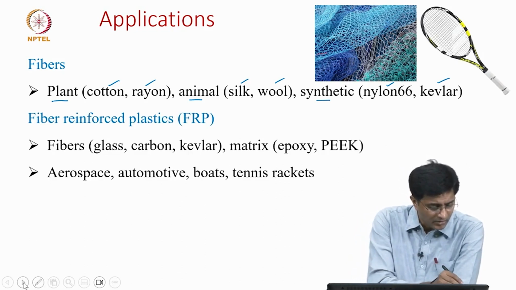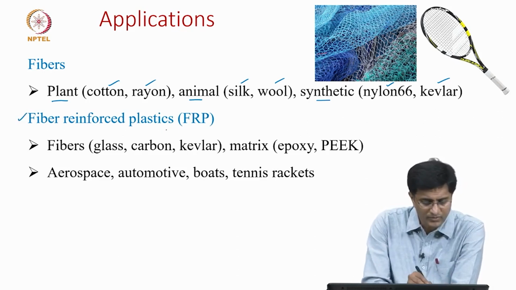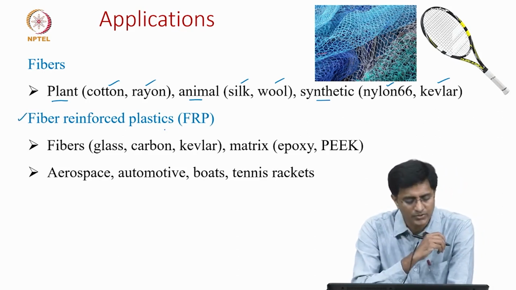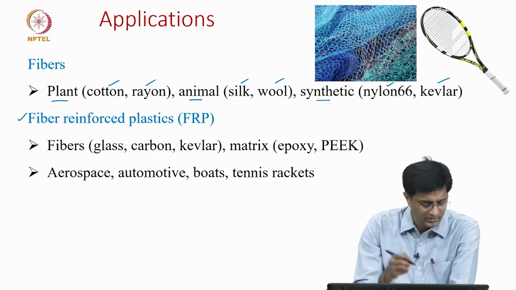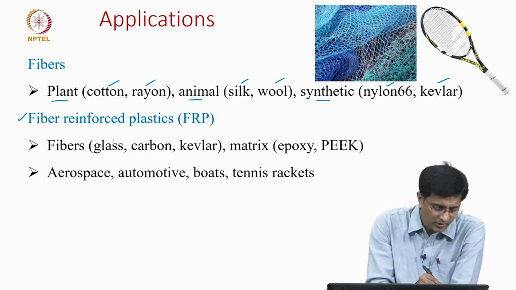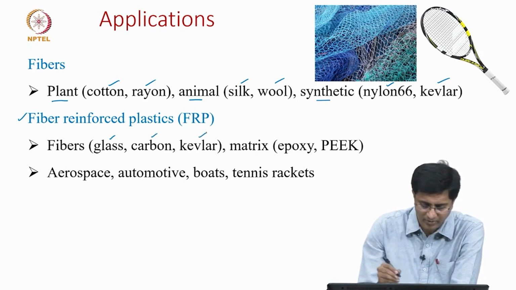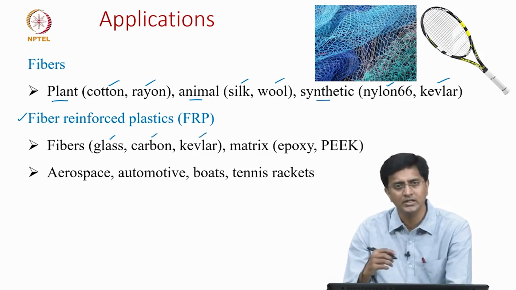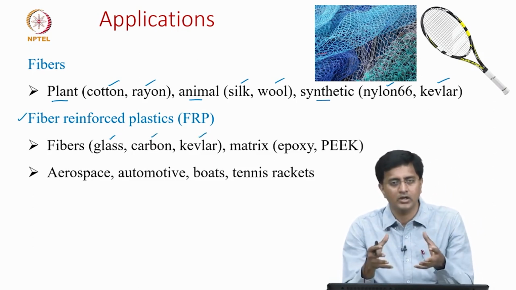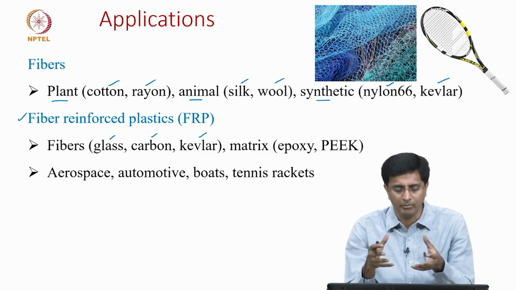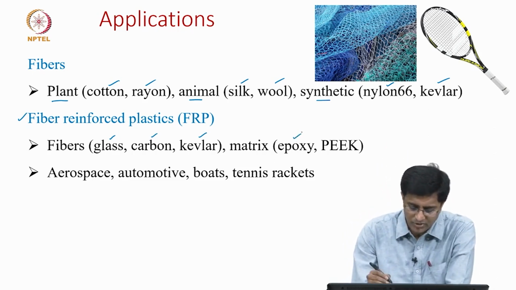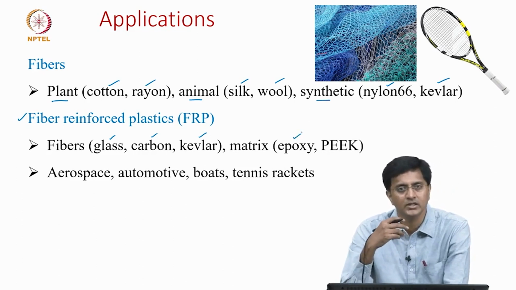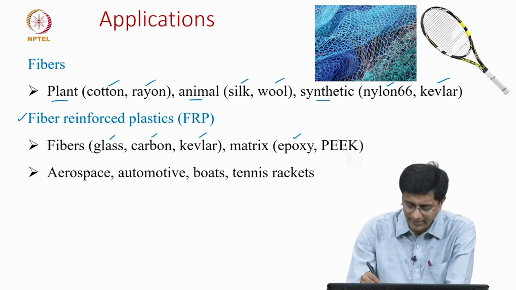So, next there are these fiber reinforced plastics, which we call composites. Here fibers are used to reinforce plastics. So, what kind of fibers do we commonly use? We use glass fibers, carbon and Kevlar fibers, and the matrix material is mostly used to bind these fibers together. So, the materials used are mostly epoxy, which is a very structural polymer, and PEEK.